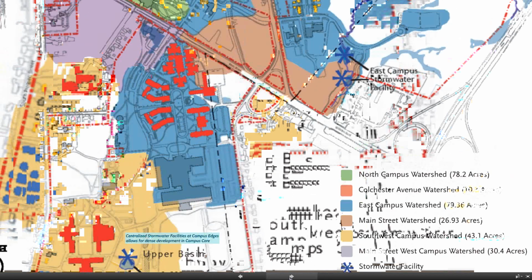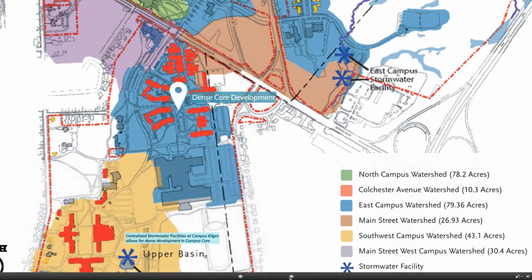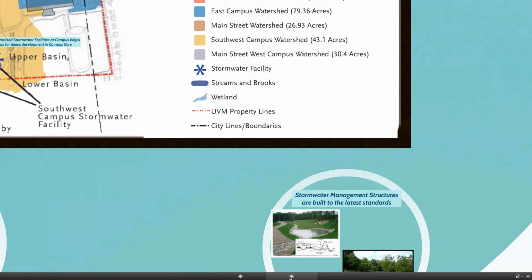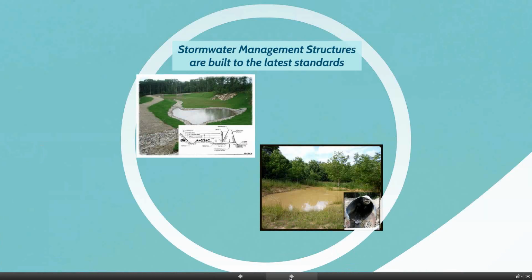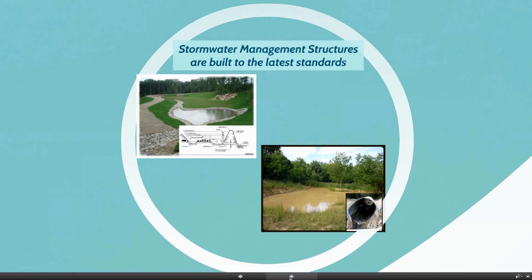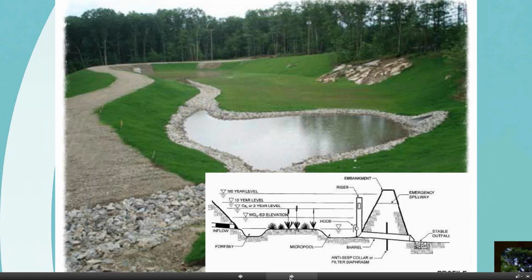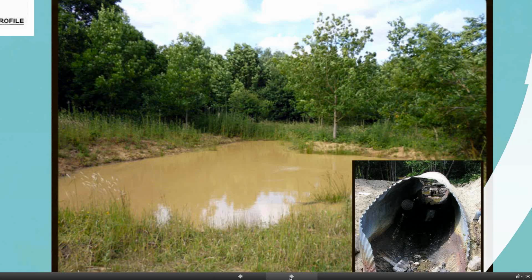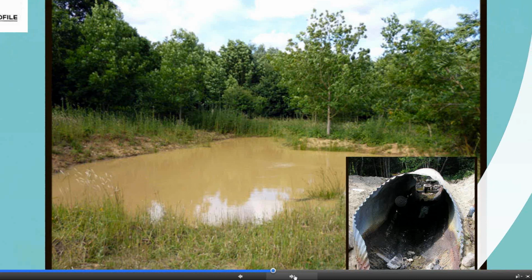These basins are serving runoff from the central developed core campus area. These structures are generally built to the latest standards or being upgraded to the latest standards. So we're looking at things more like this versus something such as this, an older style stormwater management facility.